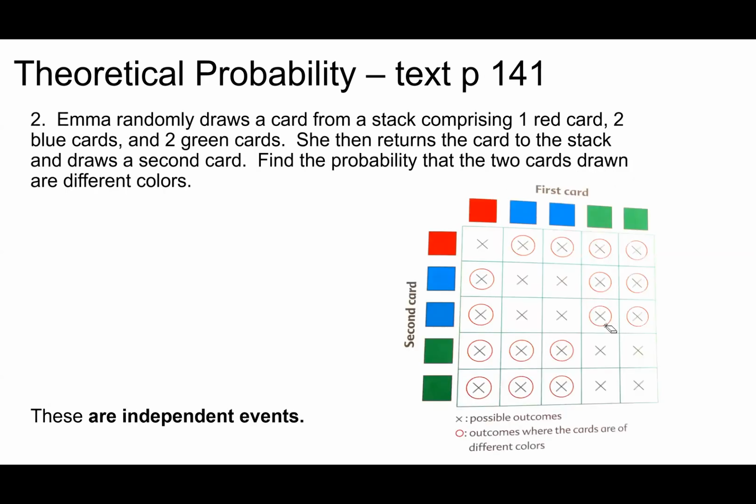All right, Emma randomly draws a card from a stack comprising 1 red card, 2 blue cards, and 2 green cards. She then returns the card to the stack and draws a second card. Find the probability that the 2 cards drawn are different colors. Okay, so you can see from the chart, again, up here, there's our first card. And so we've circled the draws where we've got 2 different cards. So we would circle this blue and then red, and then blue and then red, and then green and then red, and so on. Any questions about how that chart is constructed? Does it make sense to everybody?